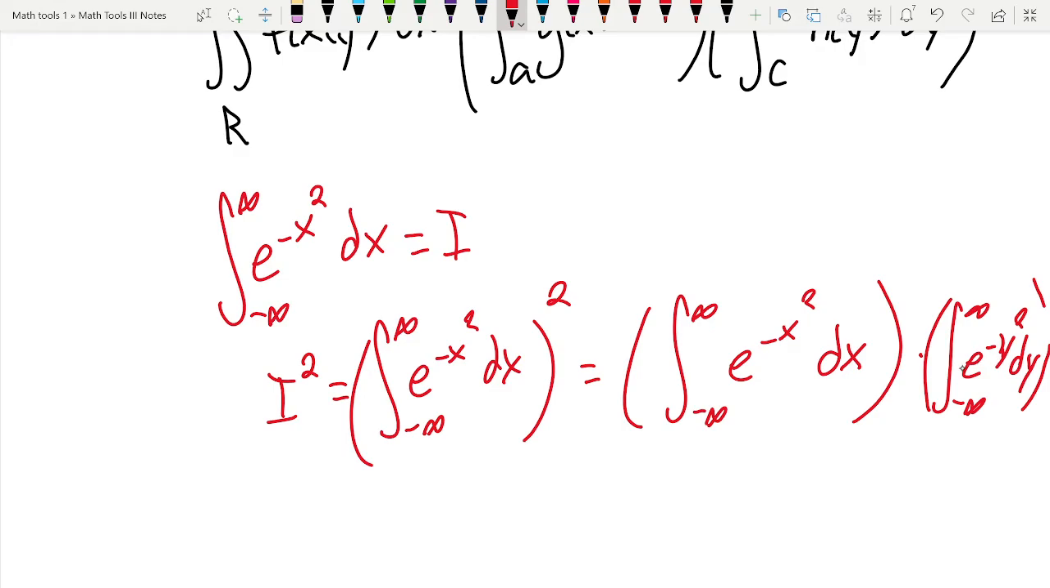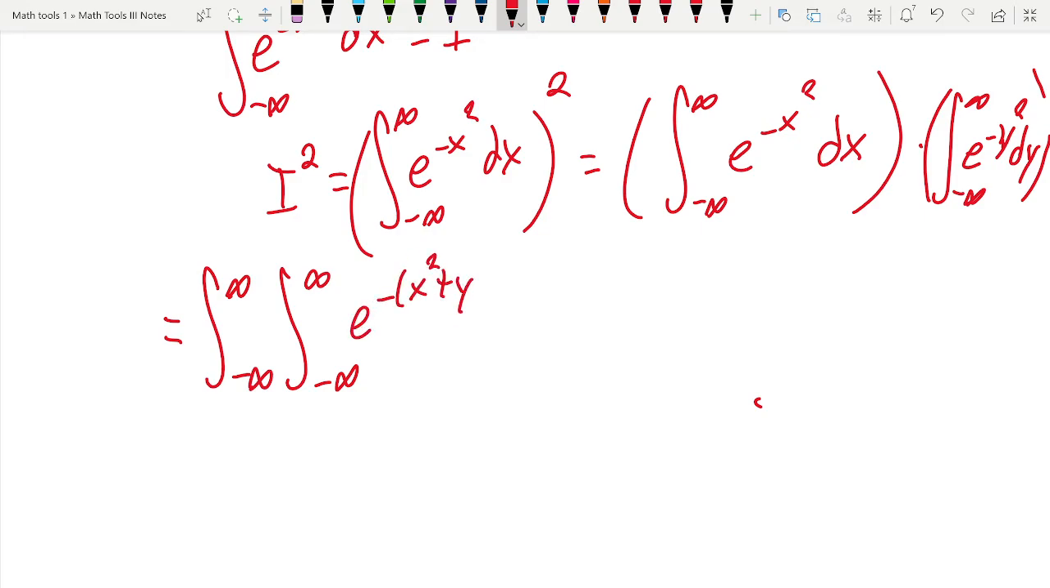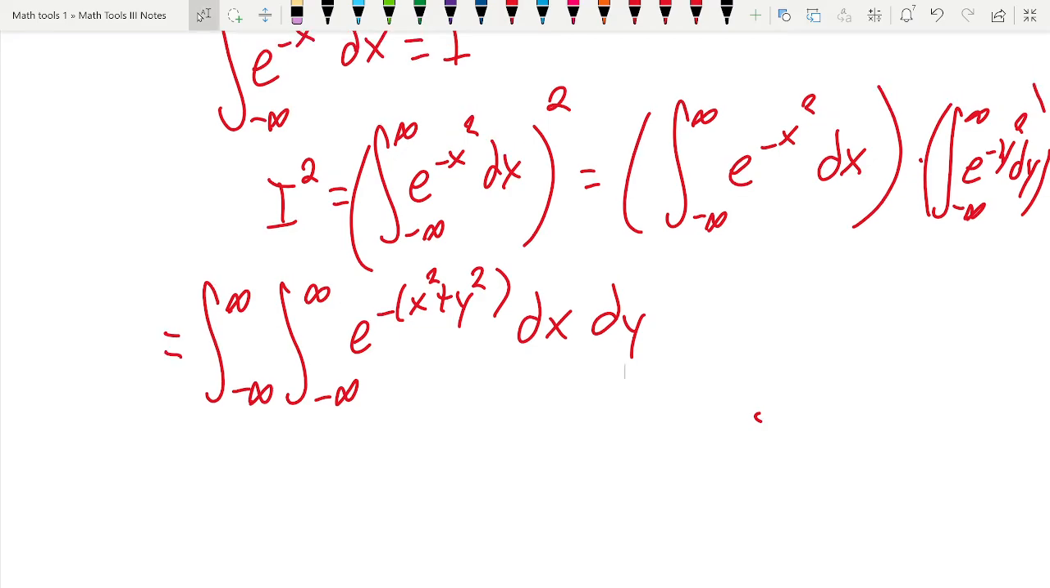And then you use that property to put them back together as the integral from negative infinity to infinity, integral negative infinity to infinity of e to the negative x squared plus y squared dx dy. And then from there you change to polar coordinates, which is not something we went over, but it's actually not as hard as it sounds.